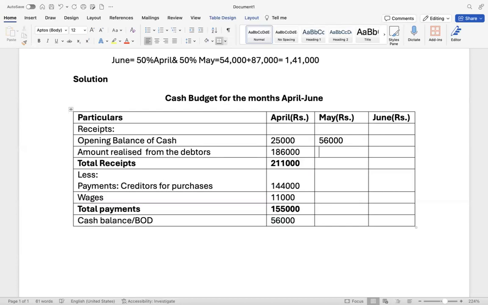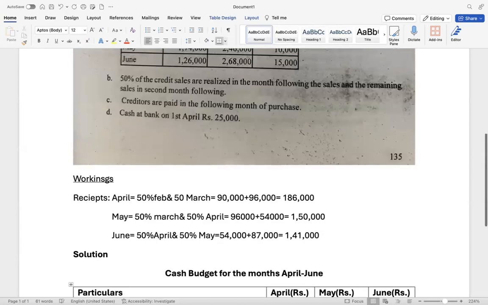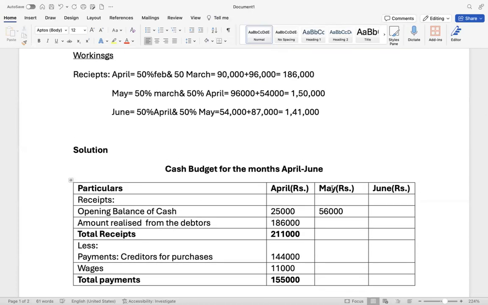Same thing. And what is the amount realized from the debtors? Look at this. Same procedure has to be followed again. 50% of February. Now, if it is in the month of May, we have to go back to April and March. So what is the March?